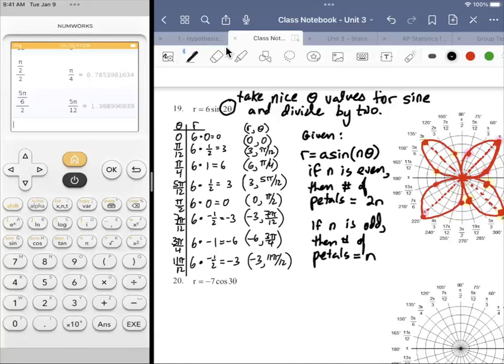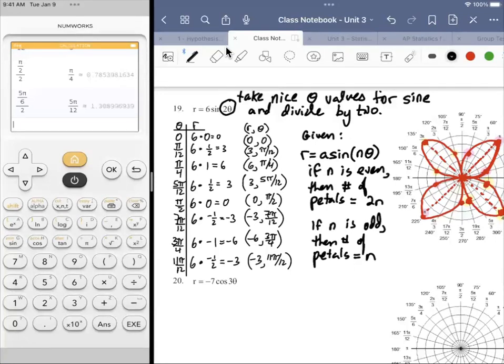All right. So if this says sine of 3 theta, there will be 3 petals. If it says sine of 19 theta, there will be 19 petals. But if it says sine of 6 theta, there's going to be 12 petals. All right. So whatever the coefficient is, if it's even, you double it. If it's not, you keep it the way it is.